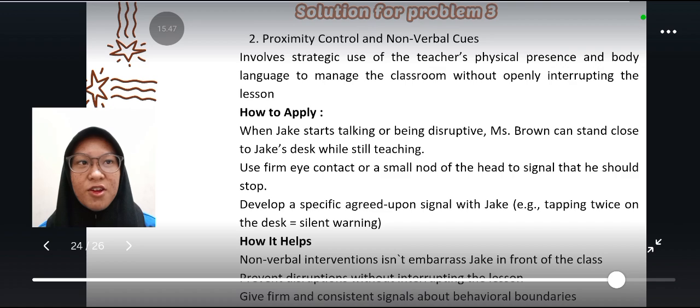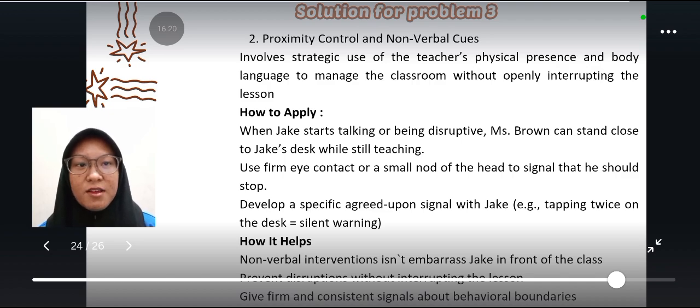Proximity control and non-verbal cues involve strategic use of the teacher's physical presence and body language to manage the classroom without openly disrupting the lesson. How to apply? When Jack starts talking or being disruptive, Miss Brown can stand close to Jack's desk while still teaching. Use firm eye contact or a small nod of the head to signal that he should stop. Develop a specific agreed-upon signal with Jack, for example, tapping twice on the desk as a silent warning.